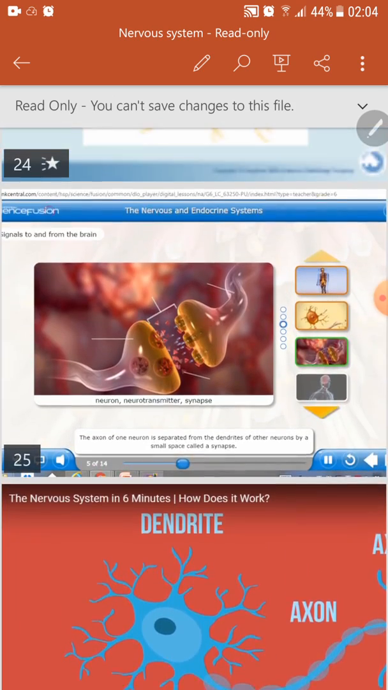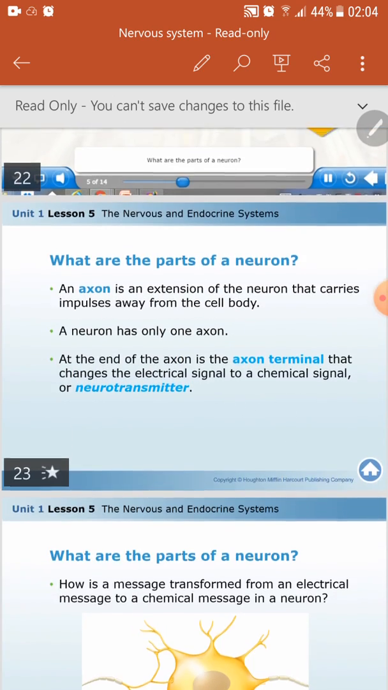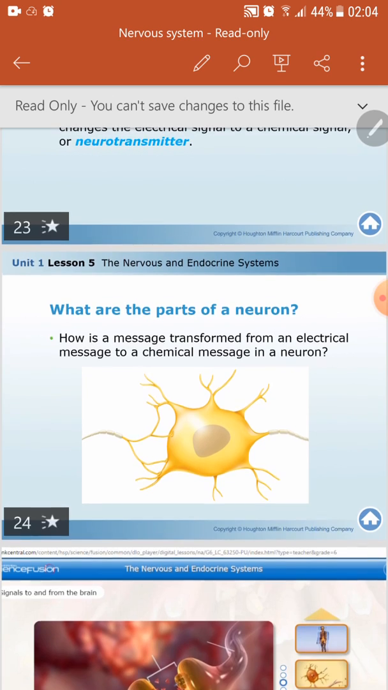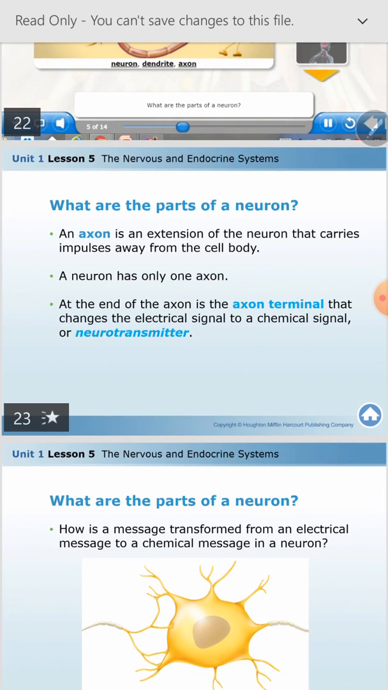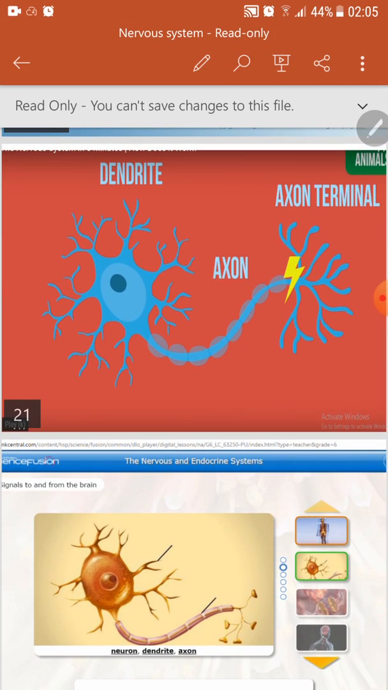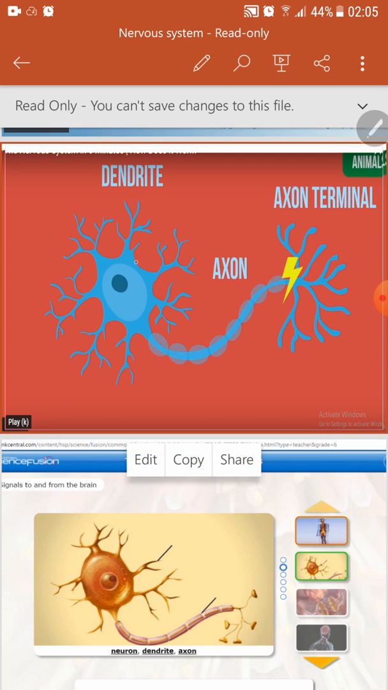That's it. I think we are done for today. This is very important information, how the impulse moves through the cell and from one neuron to another. It moves from the dendrite to the cell body, to the axon terminal. This direction is very important. Then from the axon terminal to the next dendrite.